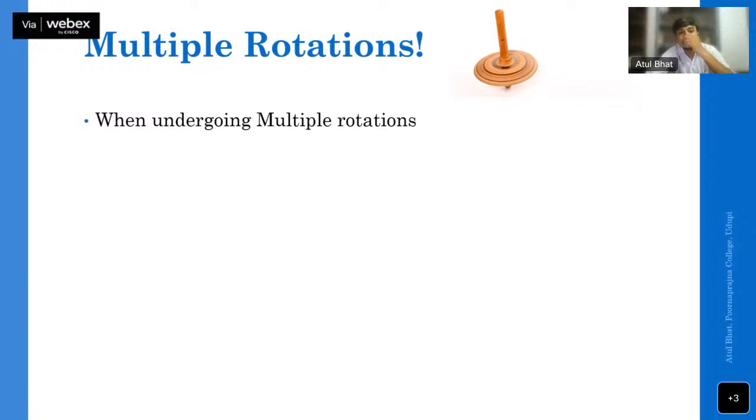Now, when we have multiple rotations, what do we do? If it's a single rotation, a car going along a circular path, no problem. A stone going along a circular path, no problem.